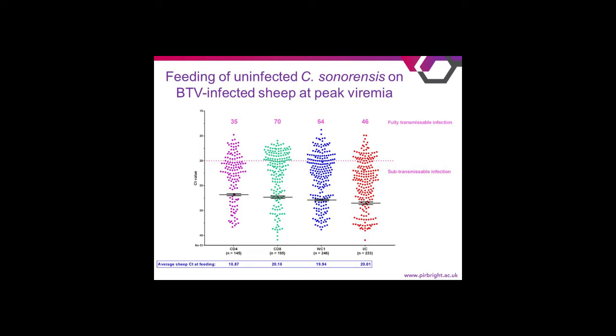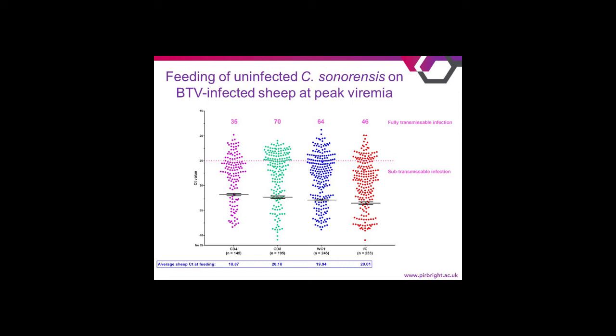So when we then plot the incubated midges, interestingly, you can see in the isotype control group, there's about 46 midges which had a fully transmissible infection based on our cutoff. But when you compare this to the CD8 group, which has an equivalent viremia in the sheep, so they were feeding on sheep that had the same kind of viremia, there's almost double the amount of midges that have a fully transmissible infection. Similar to the WC1 group, they have 64, which is again a lot higher than the isotype control. And then when you look at the CD4 group, they actually have more similar to the isotype control, if not slightly less. Again, we need to continue processing all of the replicates, but so far it looks quite interesting.